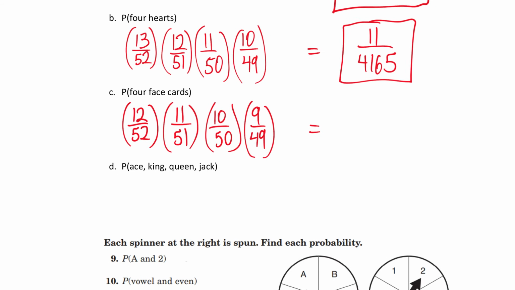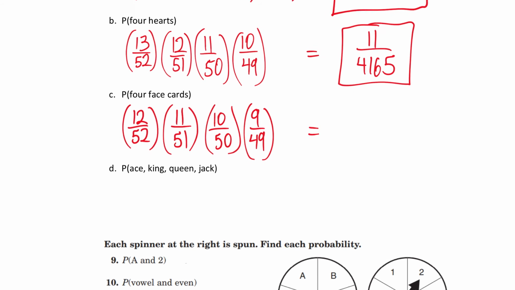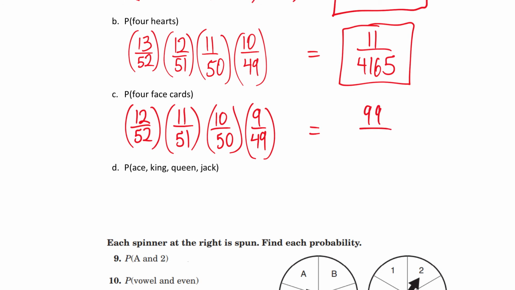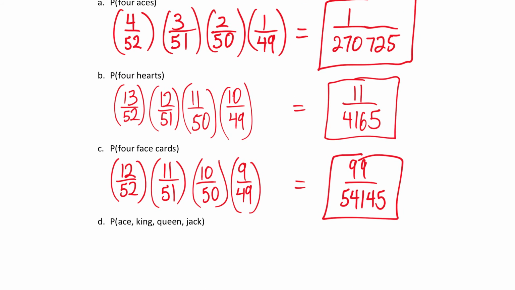So what's the probability of choosing 4 face cards? 99 over 54,145. Okay. Now, is there better chances of getting 4 face cards than there is to get 4 aces? Yes, way better odds. Is it better odds to get 4 face cards or 4 hearts? Or hearts. Okay. So, yeah, it's easier to get that.